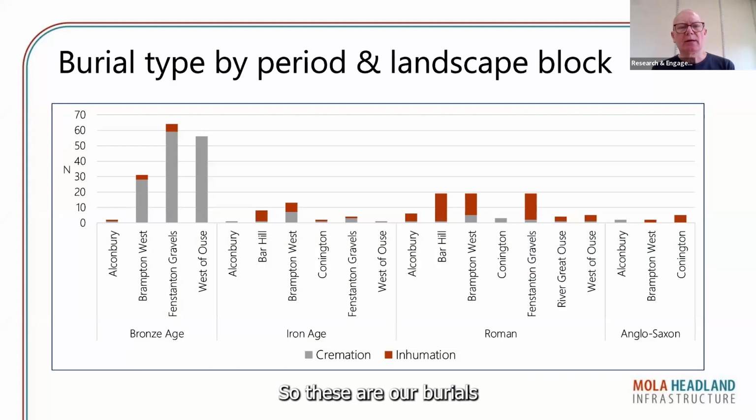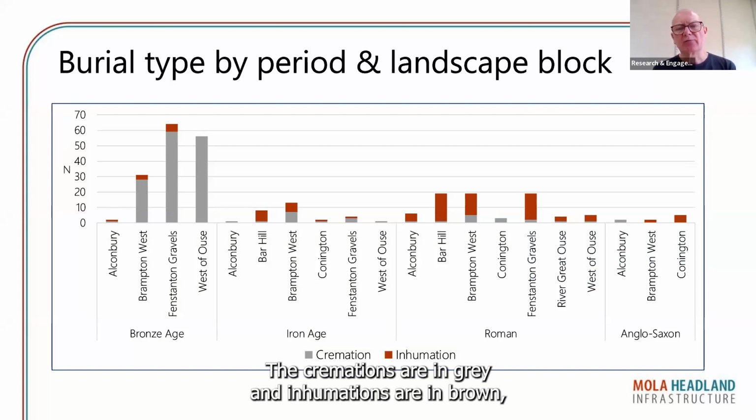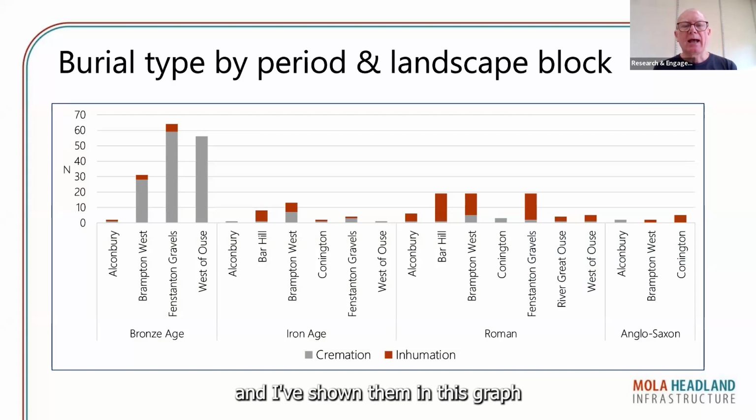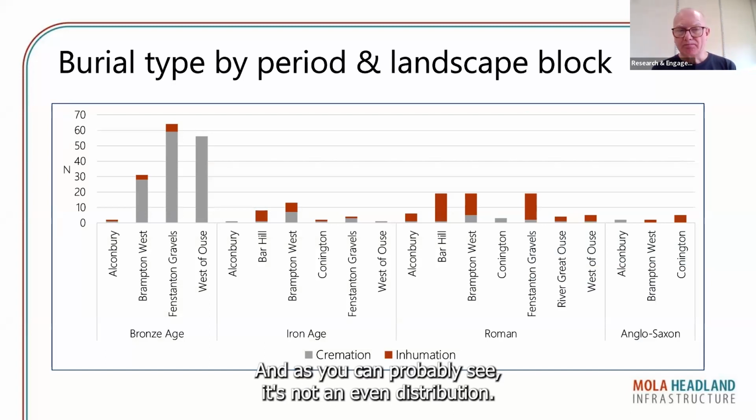So these are our burials. I've divided them into inhumations and cremations, or burnt bone deposits. The cremations are in grey and the inhumations are in brown. And I've shown them in this graph by period and also by landscape block. And as you can probably see, it's not an even distribution.